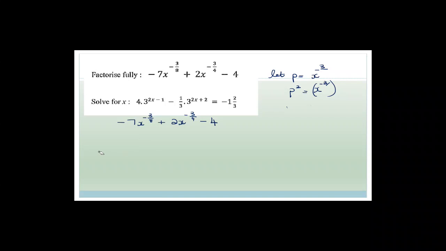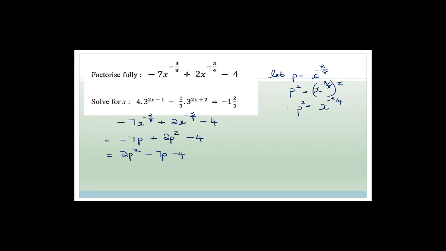Okay, if we let p equal x to the minus 3 over 8, then p squared is x to the minus 3 over 8 squared, then the 2 cancels with this and you're left with x to the minus 3 over 4. So p squared is x to the negative 3 over 4, and p is x to the negative 3 over 8. Then if I rewrite this, do you see I get minus 7p plus 2p squared minus 4? Which means I can rearrange this to become 2p squared minus 7p minus 4.